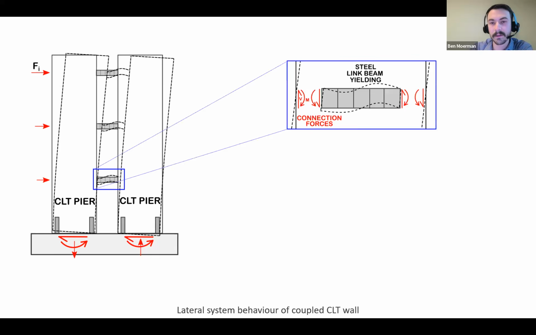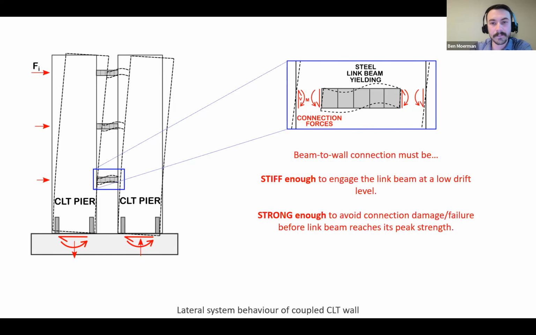And if we zoom in on that one beam, we see each wall is deflecting over. It's putting our link beams in double curvature. And the only way to actually impose those forces in that displaced shape on the link beam is if we have a good enough connection, because we're counting on that steel link beam to yield and dissipate energy in our system. And if that force can't be transferred over that joint, then the system's not going to work as intended.